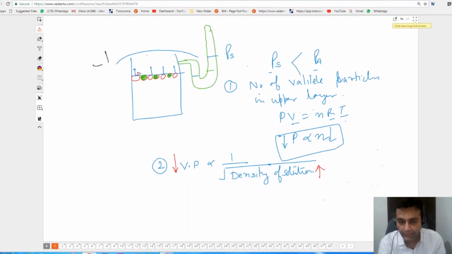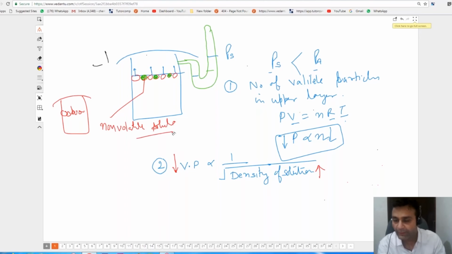The reason is, if I have just pure water over here, all the particles evaporate. But here, some particles are of the solute, which is non-volatile. Non-volatile means their vapors are not being formed. So only the water is evaporating, but not the salt. So will the number of vapors be less or more as compared to the pure solvent? Yes, Venkata? The number of vapors is less, yes. If the number of vapors is less, the pressure will also be less.